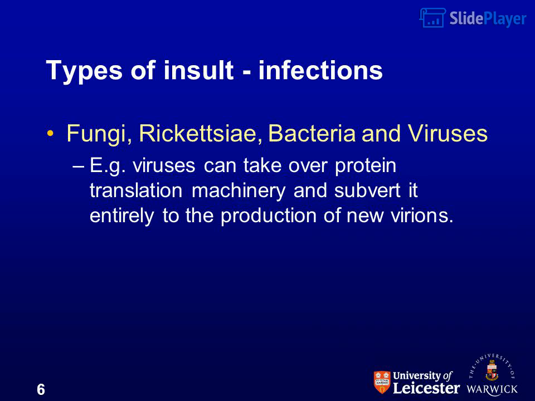Types of insult: infections, fungi, rickettsia, bacteria, and viruses. For example, viruses can take over protein translation machinery and subvert it entirely to the production of new virions.